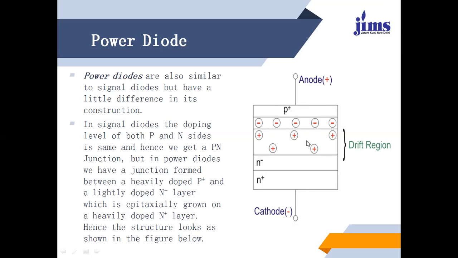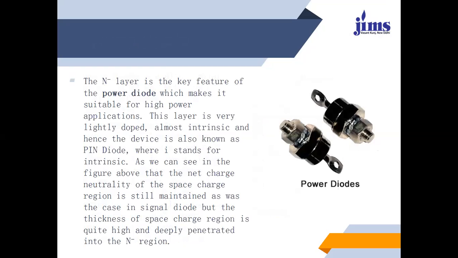This is the structure we get in the power diode as compared to signal diodes. The N minus layer is the key feature of the power diode which makes it suitable for high power application. Signal diodes operate on low voltage and low current, but power diodes operate on high voltage and high current.